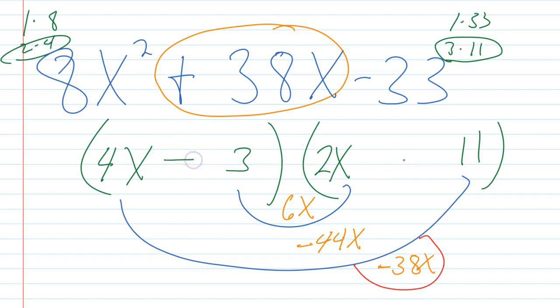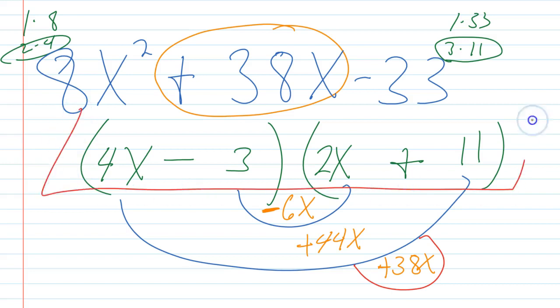You put the negative here and the positive there. Then recheck it. Negative 3 times 2 gives me a negative 6x. 4 times 11 gives me a positive 44, which gives me a positive 38. Now I have the correct answer, and we can move on.